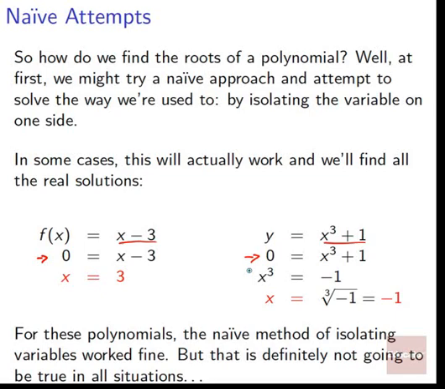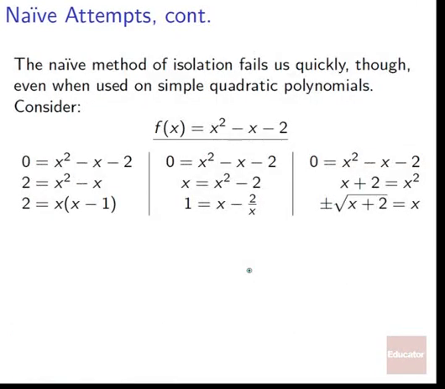So in both of these cases, the naive method of isolating for variables worked just fine, but that's definitely not going to be the case for all situations. The naive method of isolation will fail us quite quickly, even when used on simple quadratic polynomials.